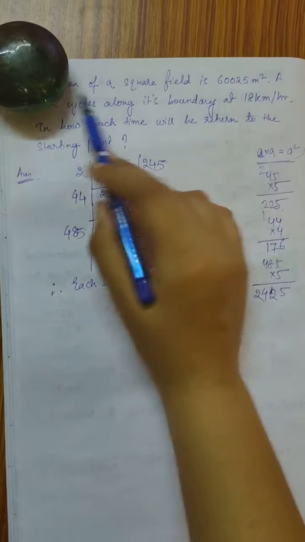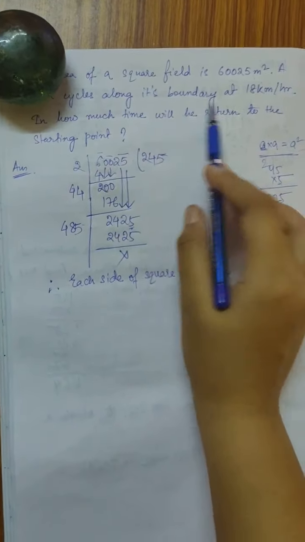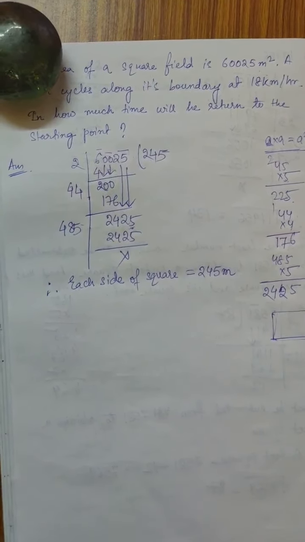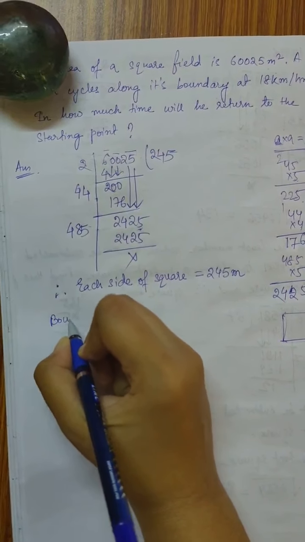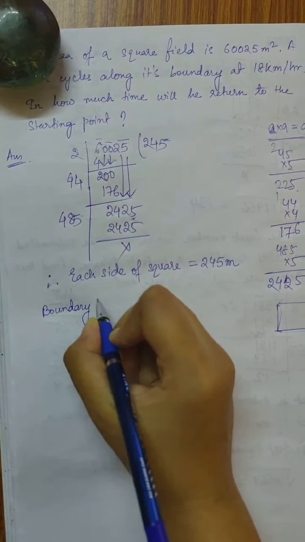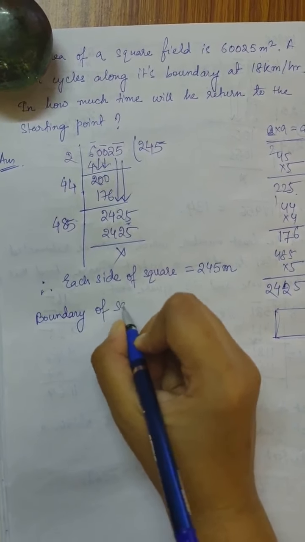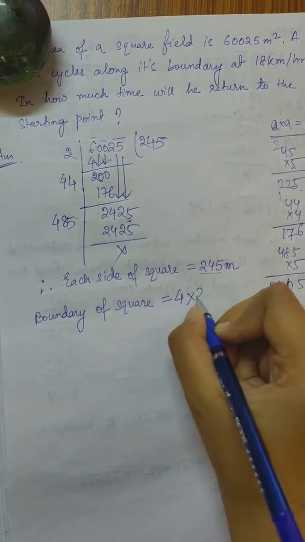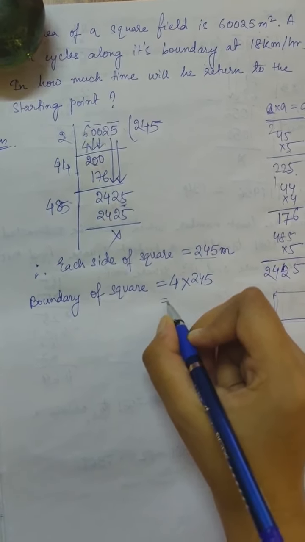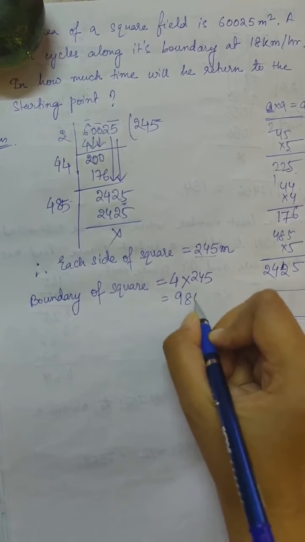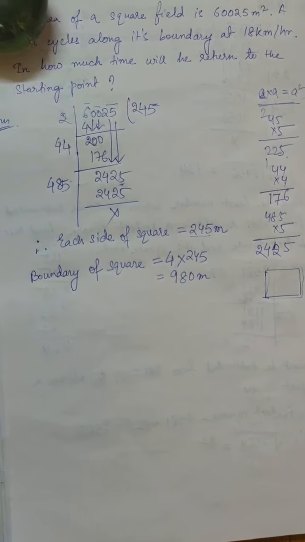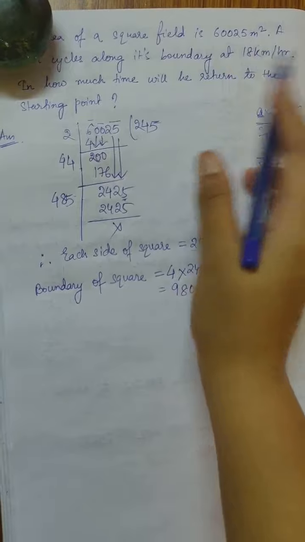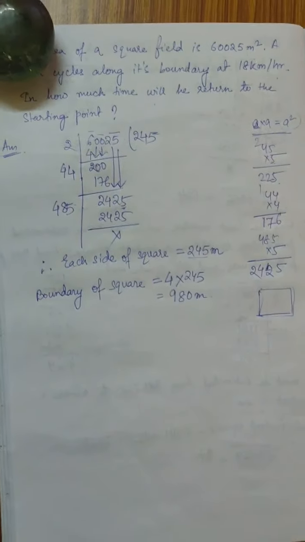Now the next part of the question says a man cycles along its boundary. Boundary means if this is a square, the outer part or the circumference, or perimeter you can say. So the boundary of the square is how much? Perimeter of a square means 4 into side. So 4 into 245, if you multiply them, the result will be 980 meter. So this is the boundary of the square. And the man cycles at 18 km per hour speed. In how much time will he return to the starting point? So this is the question.